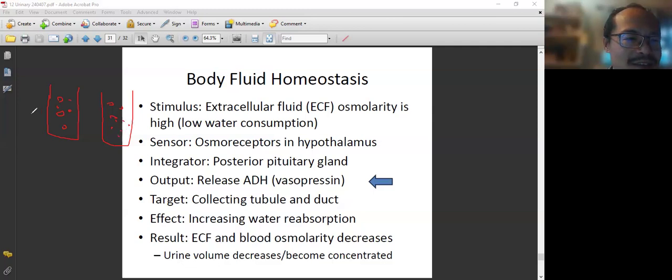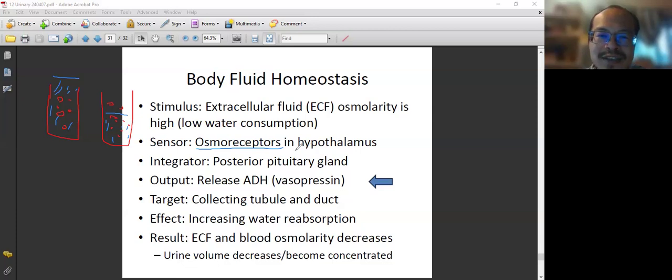But before I talk, I have a lot of fluid, right? After I talk, my water fluid becomes less, so the fluid becomes more condensed. That condensity will trigger the osmoreceptor. It's a sensor receptor that senses the osmolarity. The primary one is in the hypothalamus. And so it will tell the integrator.